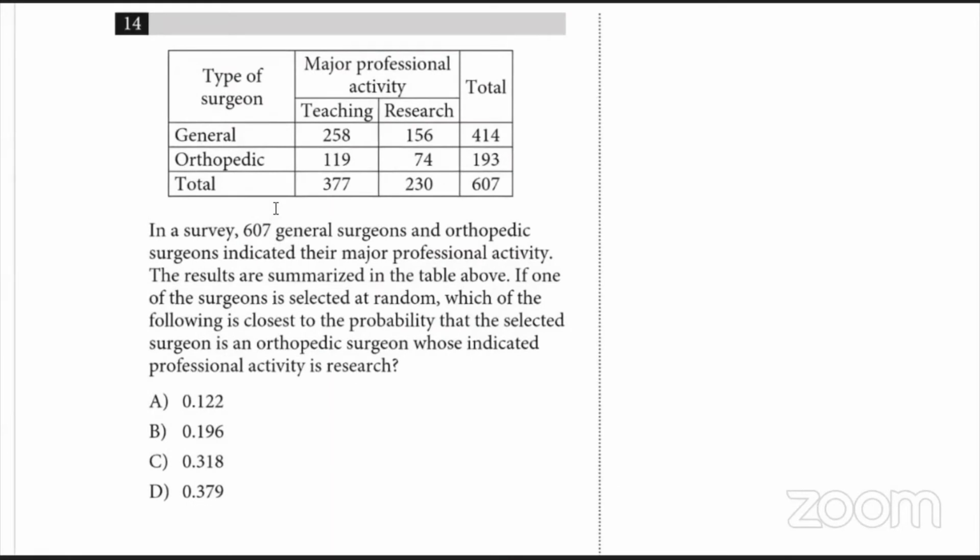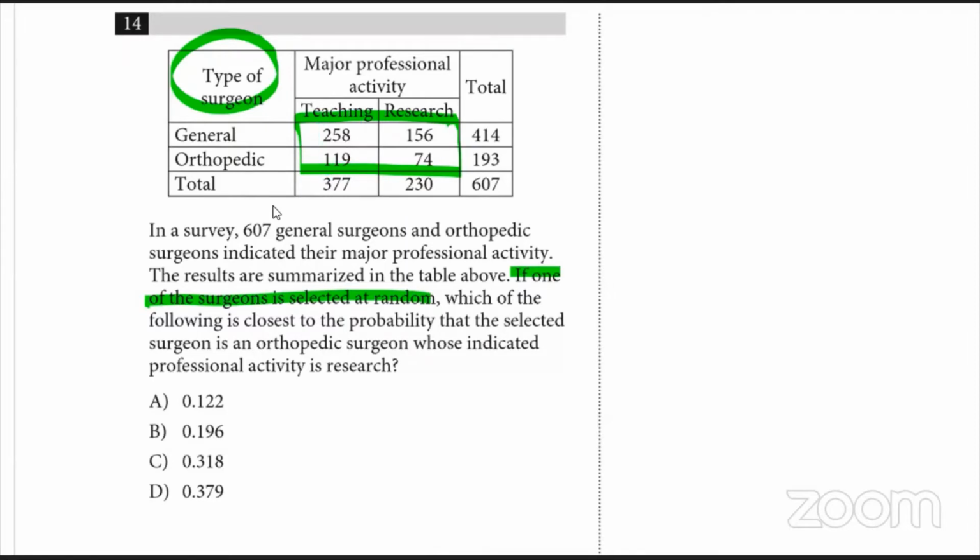Okay, number 14 says a lot, but let's skip to the end of what it's asking. If one of the surgeons is selected at random. So one of the surgeons, is that the whole chart or just part of it? Type of surgeon. So they're talking about the entire chart. So one of these is selected at random. That's a big deal because on most of these questions, from what I've noticed, they're asking you to just pick out, it might say something like if one of the teaching surgeons is selected at random, which would mean we would limit it only to one of the columns, and that's called conditional probability. So here they're asking for all of the surgeons in general.